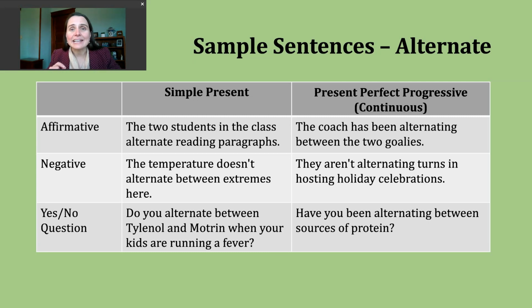The key to making sentences in the simple present is to pay attention to your subject. If your subject is I, you, we, or they, in the affirmative, you're just going to use that base verb. But if the subject is he, she, or it, you're going to add an S to the end of the verb. Okay? Let's take a look at an affirmative example. The two students in the class alternate reading paragraphs. Okay? So that would be that idea of taking turns.